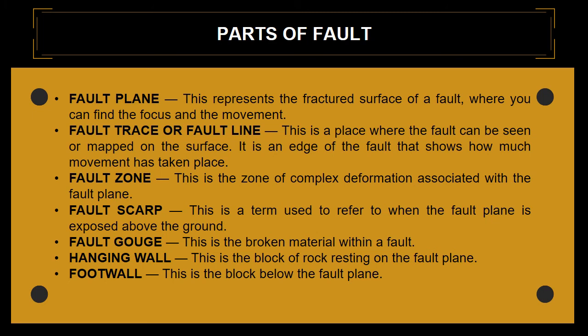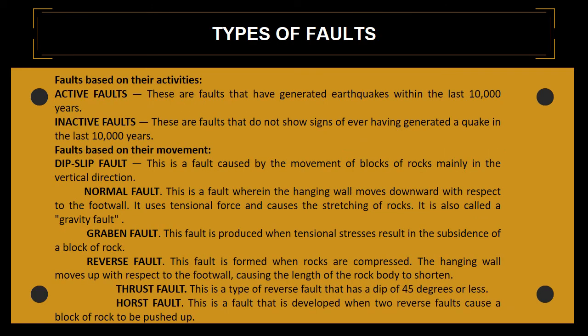So, foot wall, this is the block below the fault plane. Ito naman yung kabila ng hanging wall. Ibig sabihin, below the fault plane. Sa ilalim ng fault plane, that is the foot wall. So, mostly nasa kabila siya ng hanging wall. So, next, types of faults.